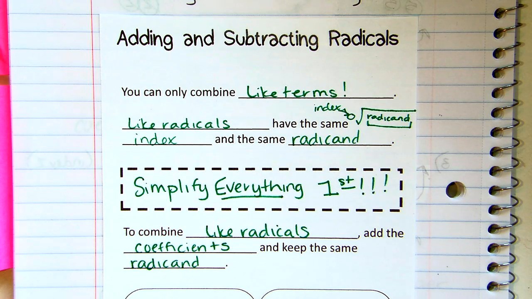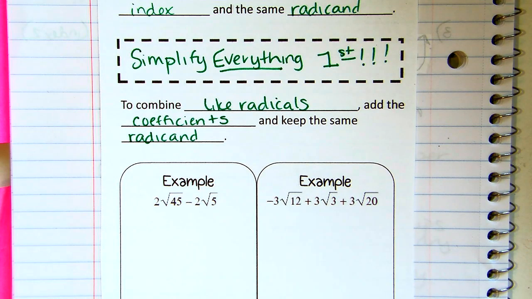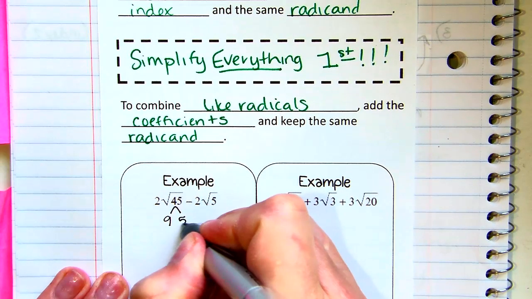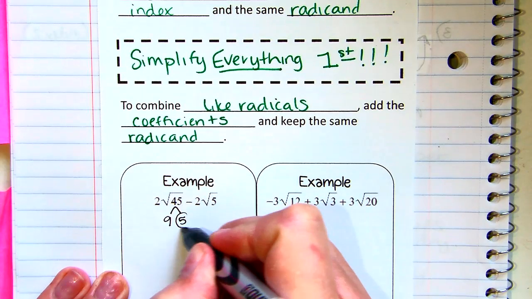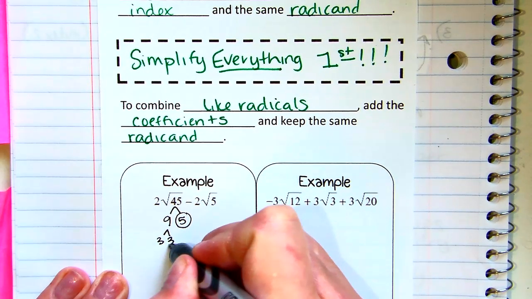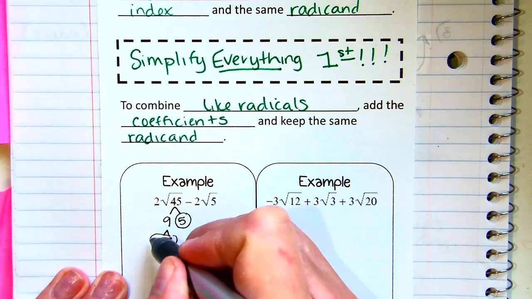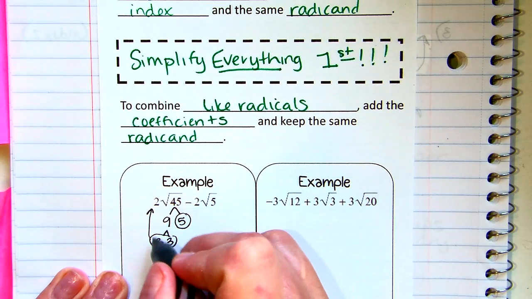So, in our first example, we have 2 root 45 minus 2 root 5. So, let's break down 45. 45 can be broken down into 9 and 5, because 9 times 5 is 45. Then, my 5 is prime, so I'm going to circle it, but my 9 is not. 9 breaks down to 3 and 3. What this means is that I now have a pair of 3's that I can move to the front of my radical, and that's going to leave me with 2 times 3.